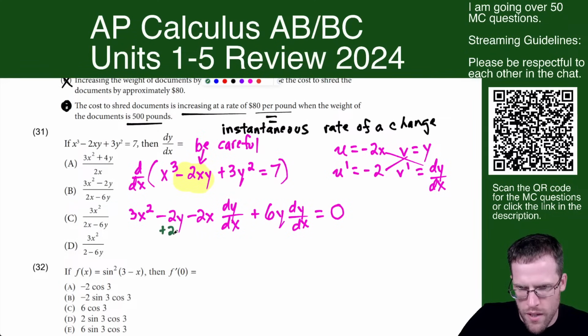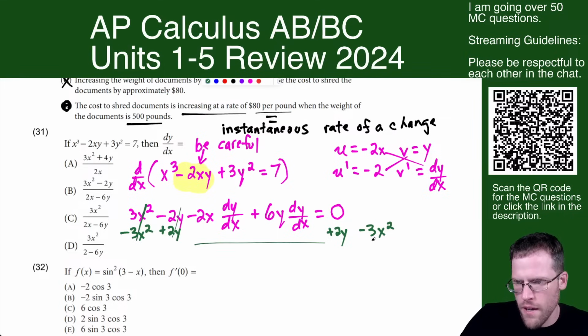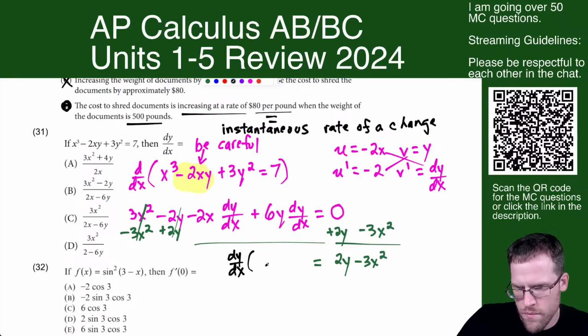We go plus 2y on both sides. And we go minus 3x squared. We got this and this. All right, so we're here. And now in the next line, we're going to have 2y minus 3x squared equals, and just to save time, I'm going to factor out dy dx. So we have dy dx times negative 2x plus 6y. And now I'm going to divide.